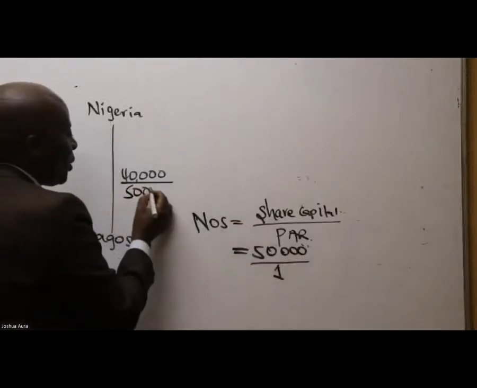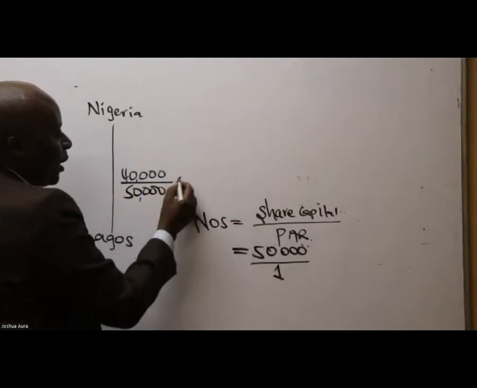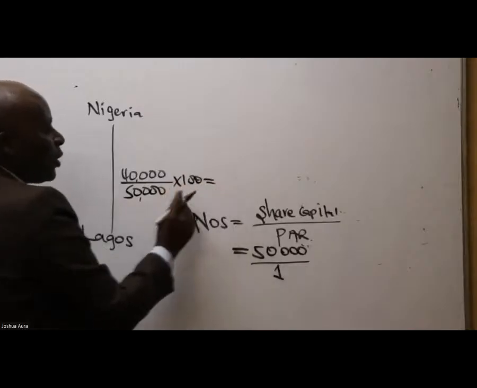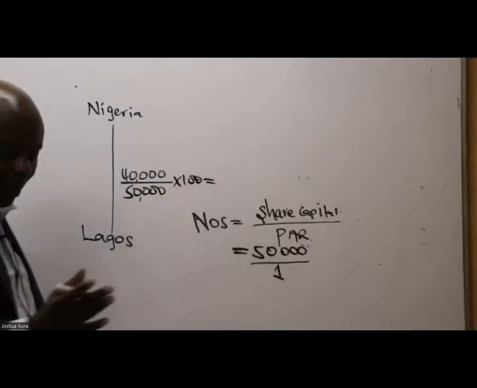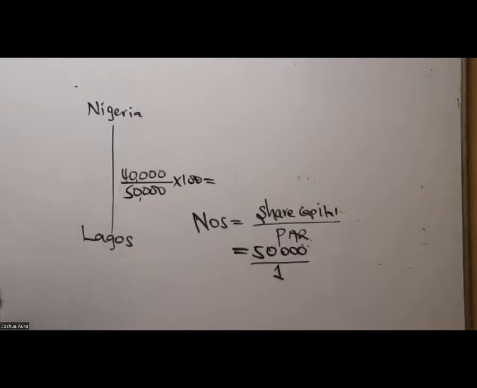Then this means 40,000 divided by 50,000 times 100. What shareholding is this in terms of percentage? Please give me the figure. What are we getting here, somebody? 80%. Nimrod is telling me 80%.